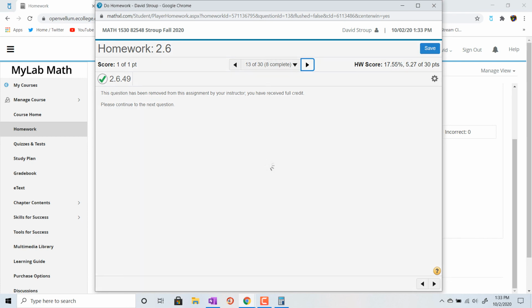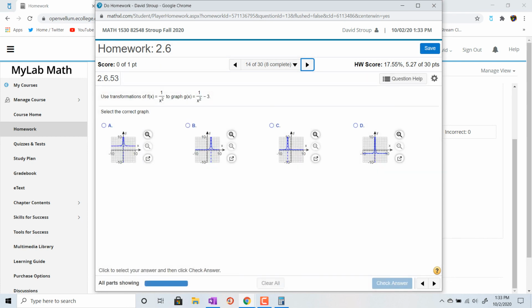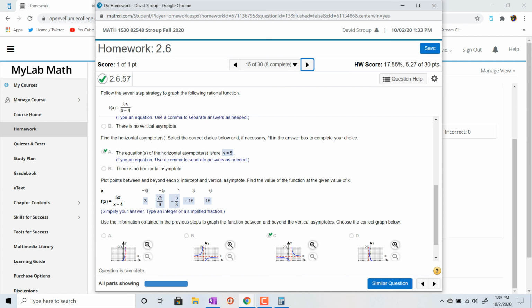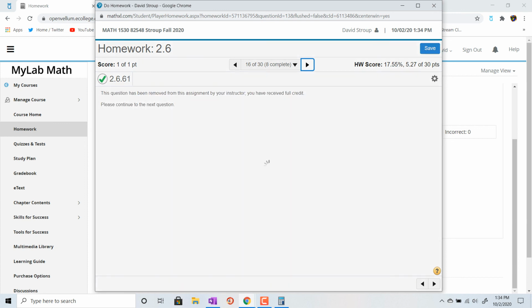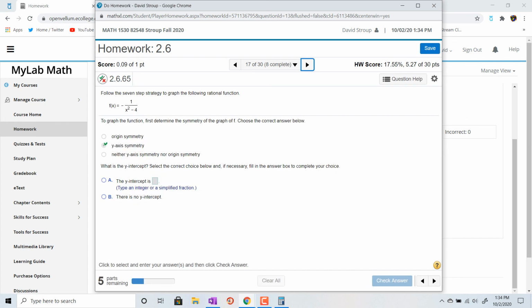It's been removed. No. Okay, 7-step strategy. That's number 57 right there. Let's try a different one. Let's try, yeah, sure, this one.